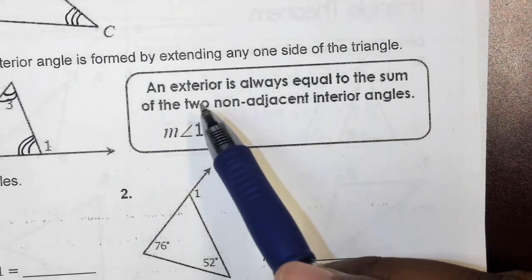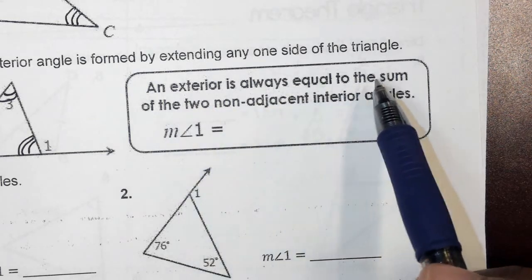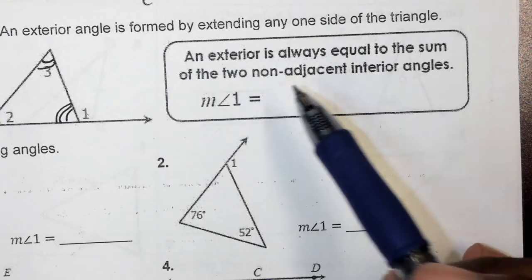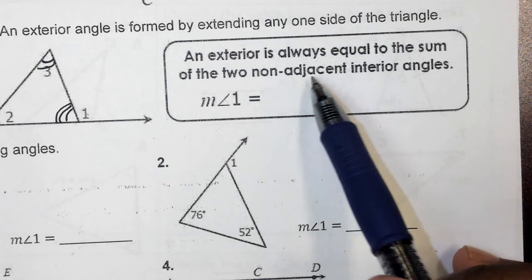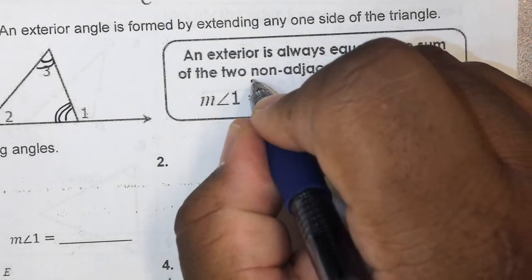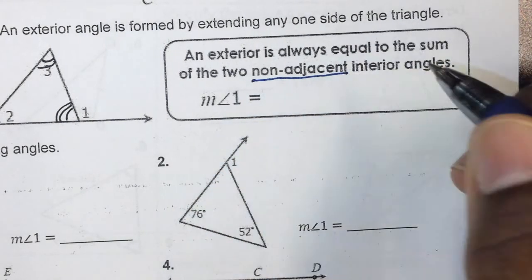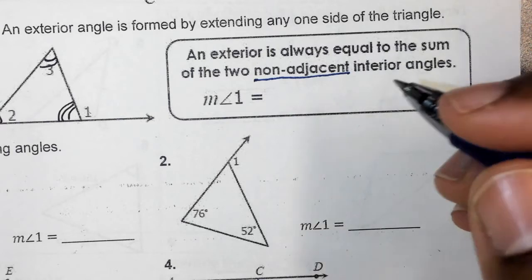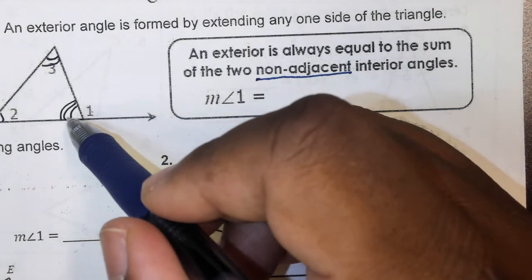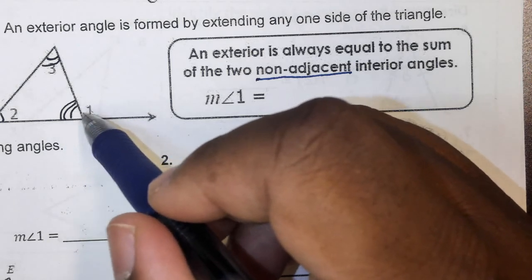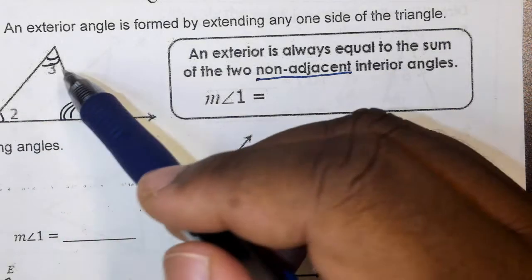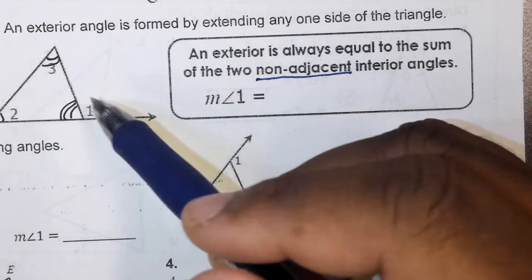Well, let me read this first. I'm sorry. An exterior angle is always equal to the sum of the two non-adjacent interior angles. Non-adjacent. Key word there. And y'all should remember what adjacent was. So when you hear non-adjacent, think opposite of that. Remember, adjacent was two angles sitting side by side. So they're saying angle 1 and this angle right here are side by side angles. These are adjacent angles.